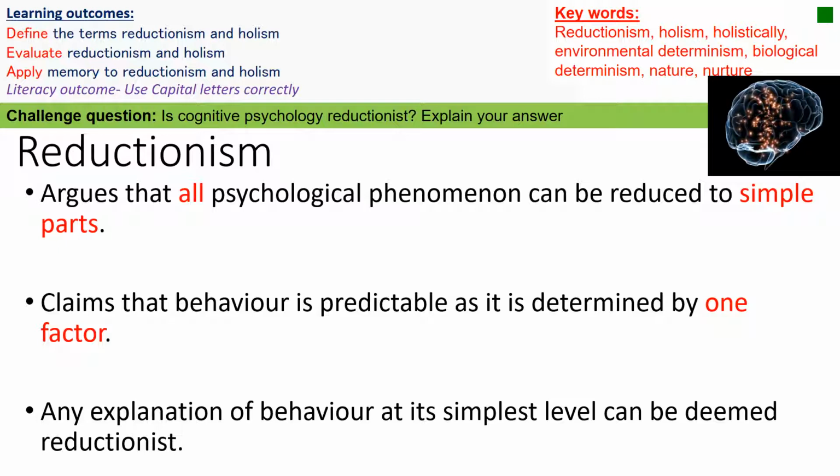It doesn't really explain any of the complexities within this, so it doesn't explain different types of long-term memory, different types of short-term memory, etc. It just reduces it down to something really simple. So we might say that the multi-store model is reductionist.